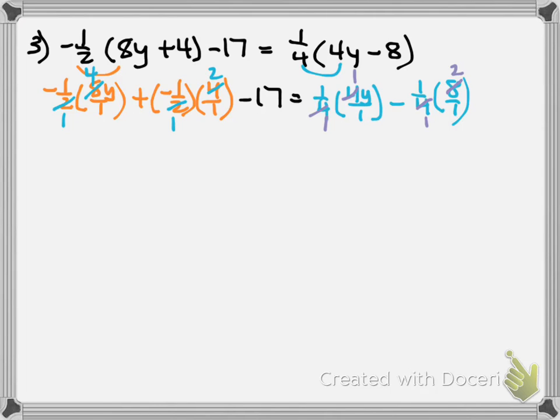Now, we see what we have left over. I have a negative times a 4 times a y. If I just have 1s in the denominator, I don't include it, so I just have -4y. Over here, I have a -1 times a 2, so I just get a -2. And then there's still the -17.